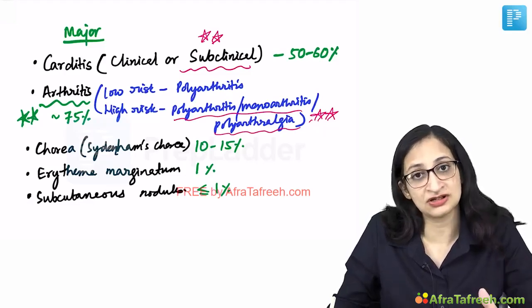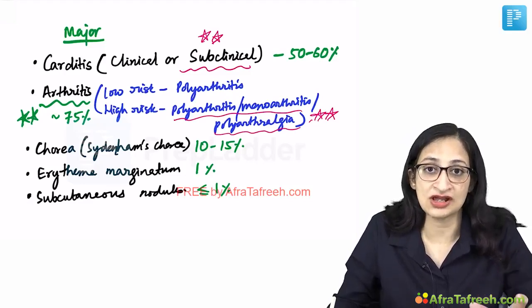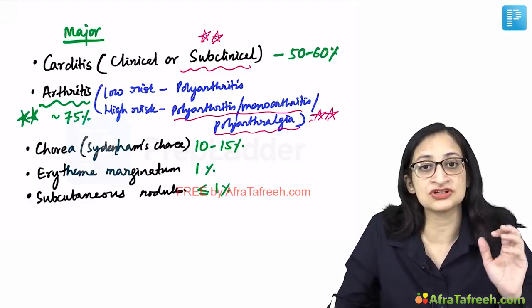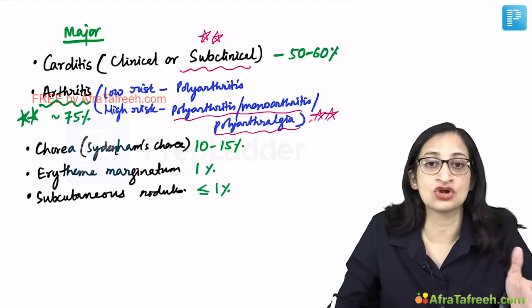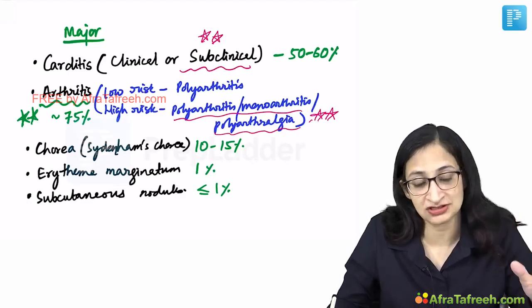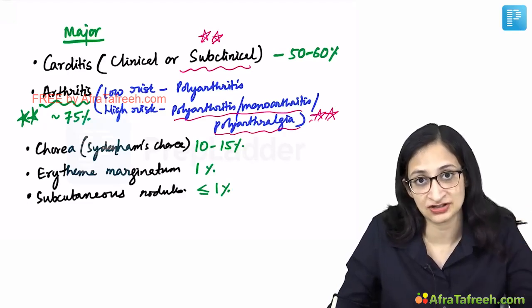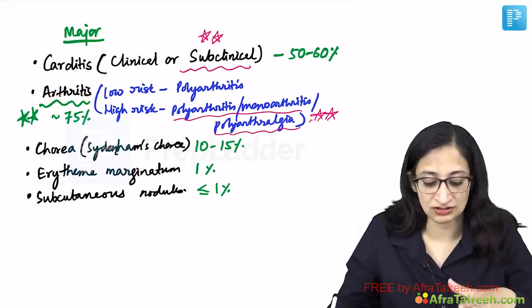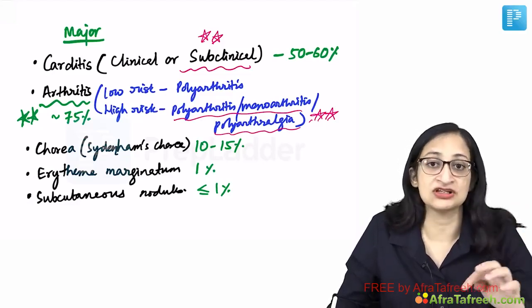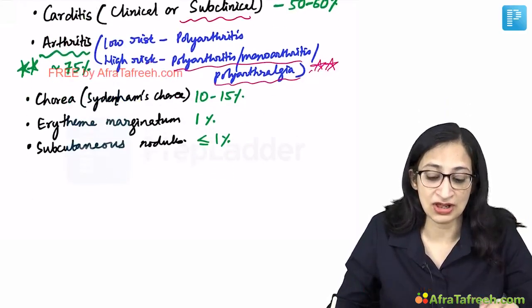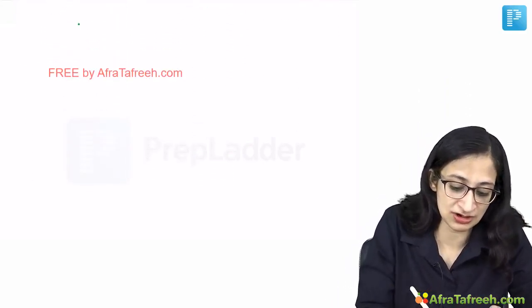Carditis, clinical or subclinical. Arthritis, which is only polyarthritis in the low risk population. In high risk population, polyarthritis, monoarthritis, polyarthralgia, all of them come under the umbrella of arthritis. If any of that is there, we take it as arthritis positive. Chorea, which can be seen in 10 to 15% cases, erythema marginatum, erythematous rash with a pale center, and subcutaneous nodules. Okay. Now, what are the minor criteria in the modified Jones criteria?